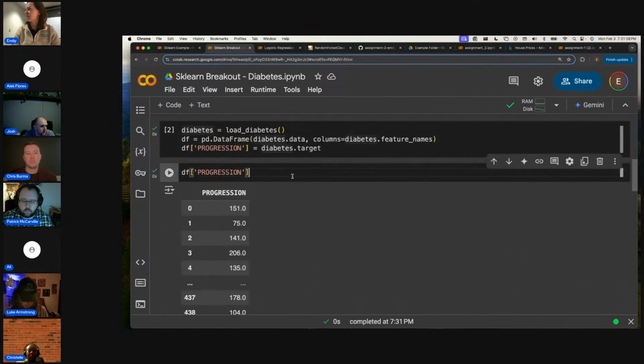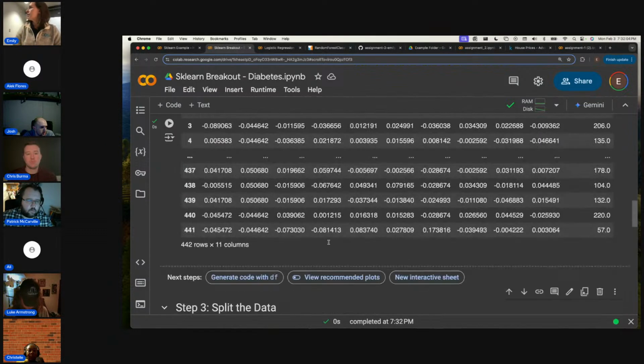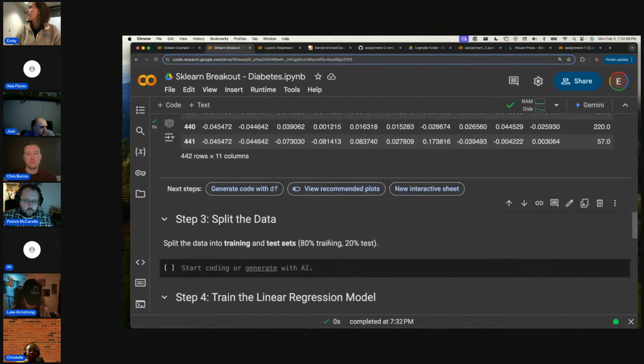And let's actually just look at the whole data frame. So let's check it out. And there we are.